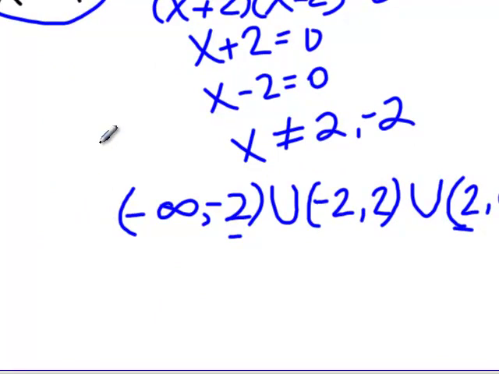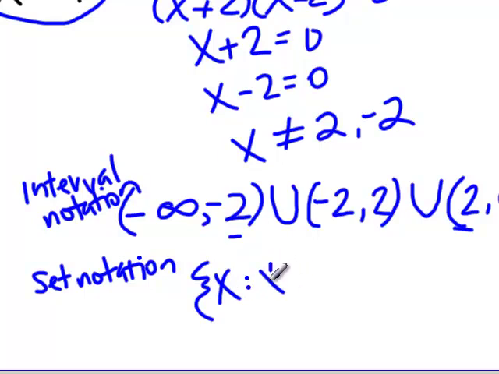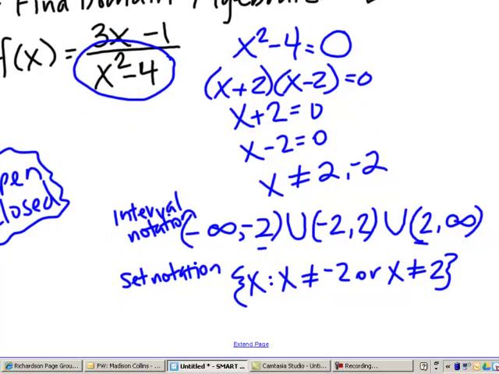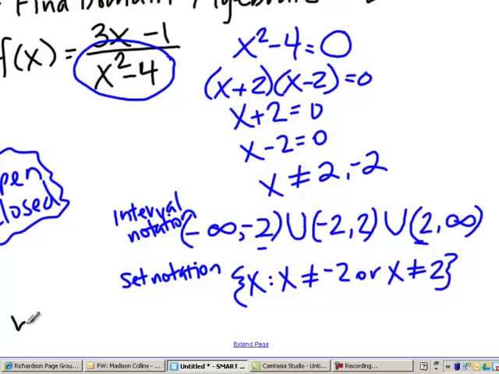This is called using interval notation, so I'm going to write both ways. This is interval notation. You can also write it like set notation, which looks like squiggly brackets. You're going to do x, such that x cannot equal negative 2 or x cannot equal positive 2. You'll see both. Next example. Let's change that to A. So that's example A. We'll do example B now.